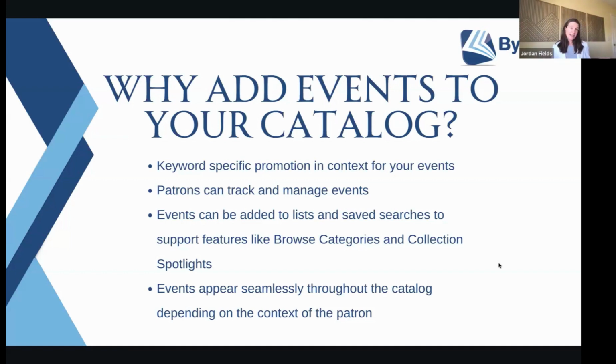Just like many things in Aspen, events can be added to lists and saved searches. They can be used in browse categories and collection spotlights that can even be embedded on your website. So there's a full marketing suite of things that go along with that event integration. And finally, events appear seamlessly everywhere in the catalog, depending on the context of the patron. We don't just shuffle events in with everything else. We very intentionally, when you're looking at your book results, show Explore More. Here's where you can get your events. Here's where you can get other things from the library catalog.